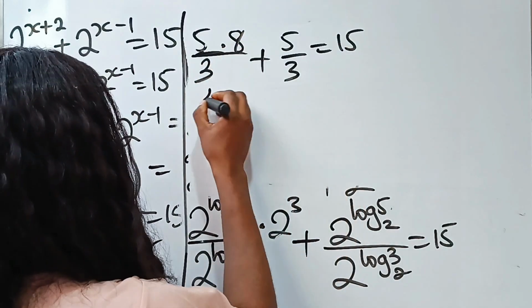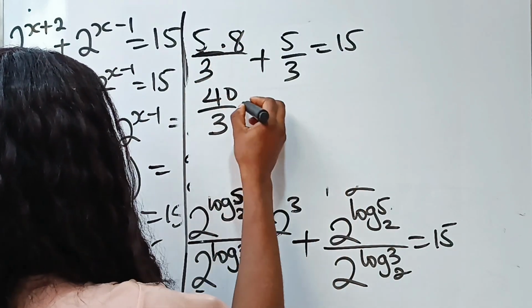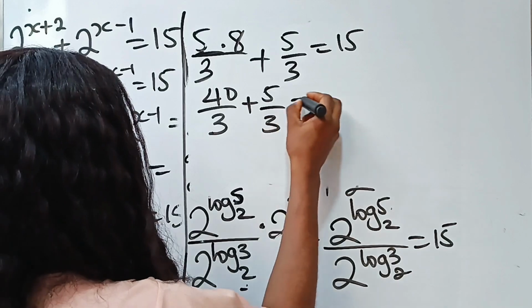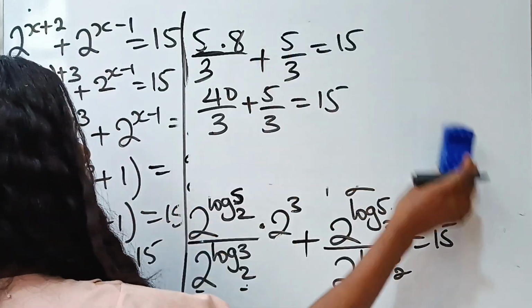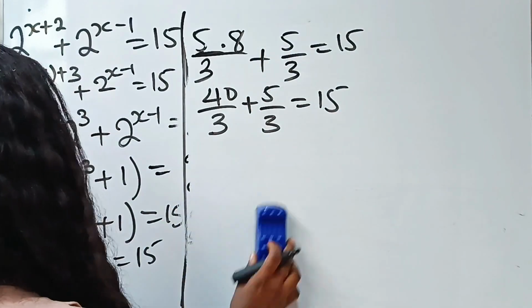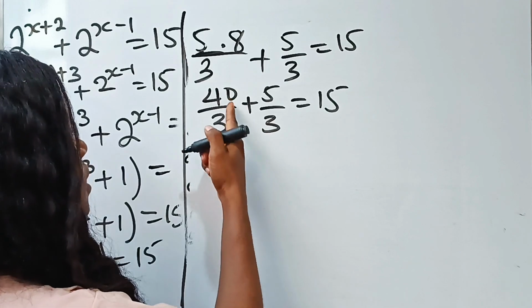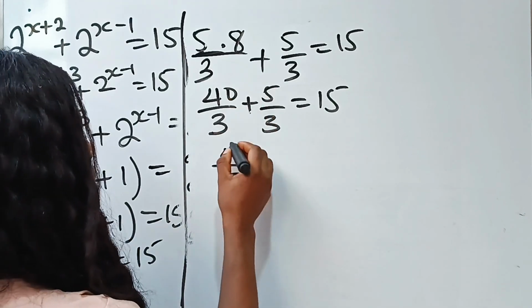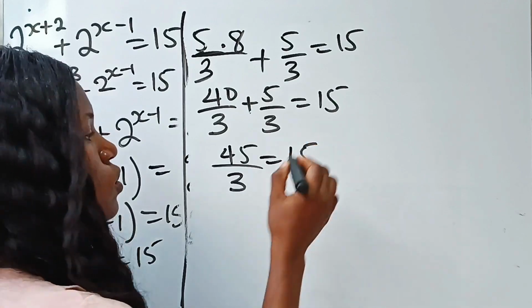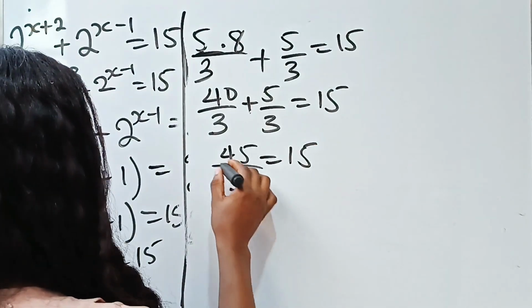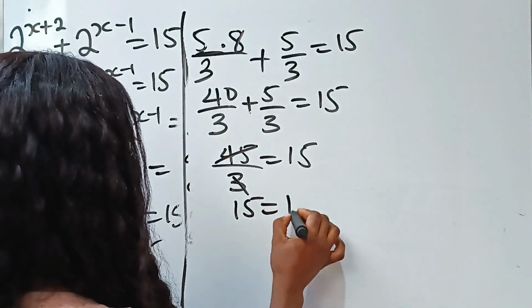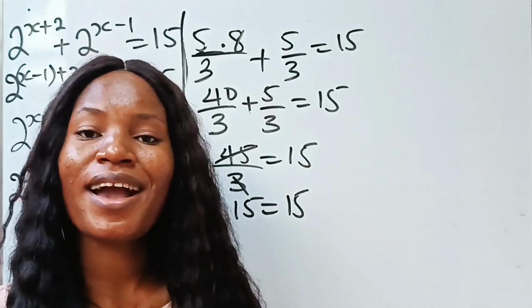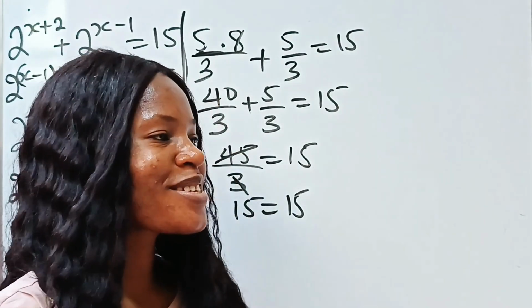Now 5 times 4 will give us 20 divided by 3 plus 5 over 3 is equal to 15. Now let's see if this is actually true. Now we have the same denominator, we pick 1. 20 plus 5 is 25 is equal to what? 15. Now when 3 divides 45, we have 15. So you can see that we are correct. Thank you so much.